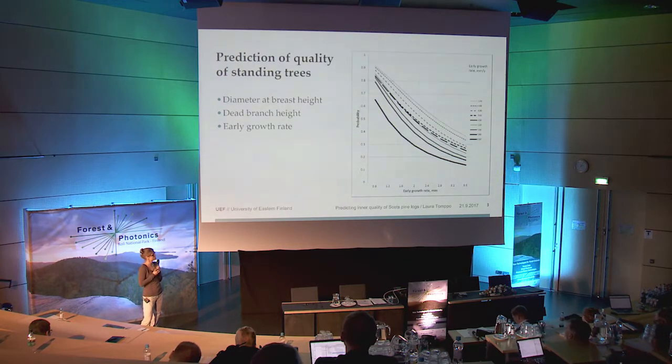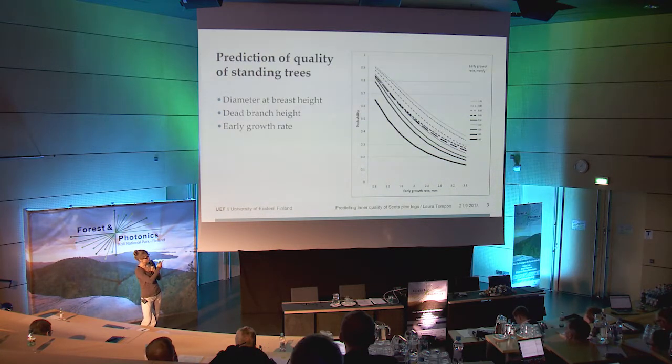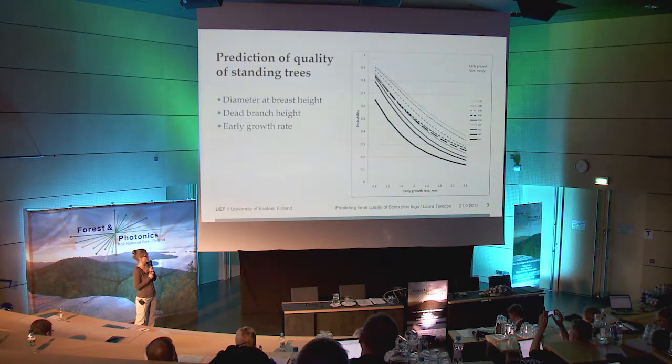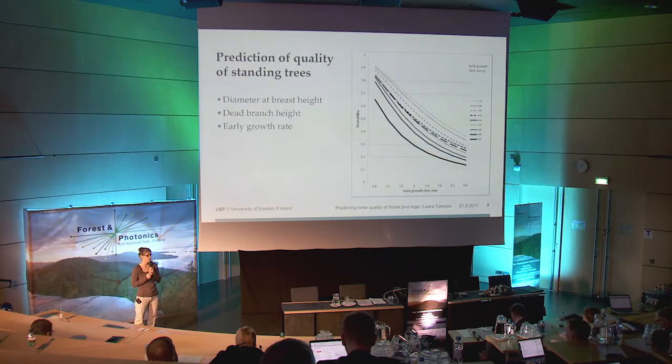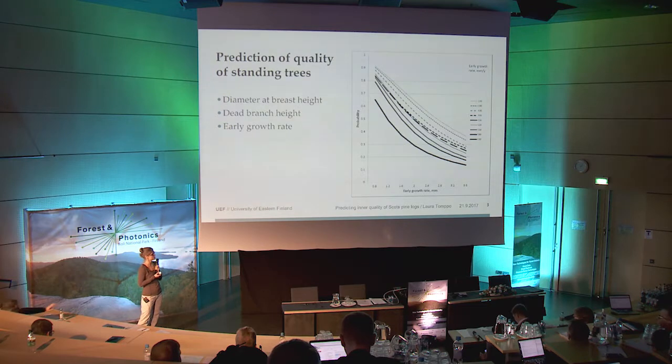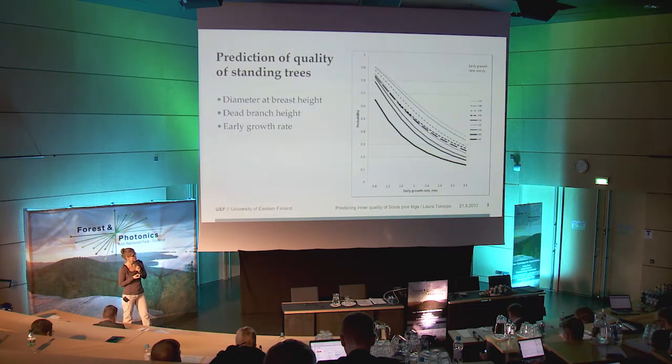In this graph you can see how the probability of getting high quality butt logs decreases as a function of early growth rate. The different lines represent different butt log lengths. So if you want to get only a shorter log, the probability is higher than if you want to get more than a 6 meter log. This is the background and basis for this project.